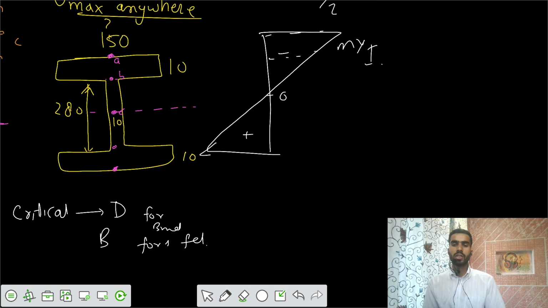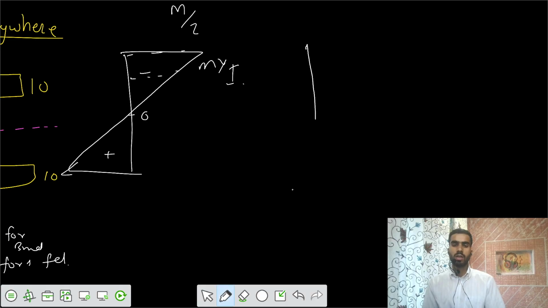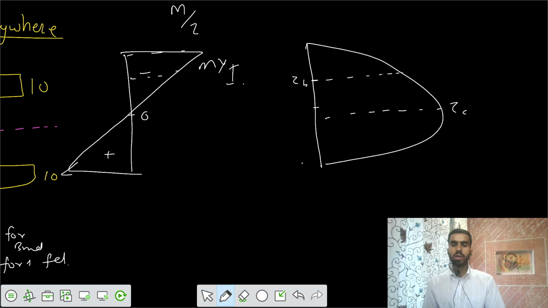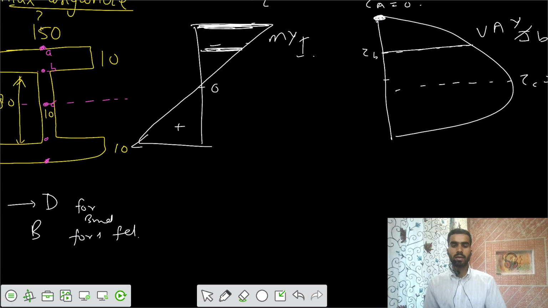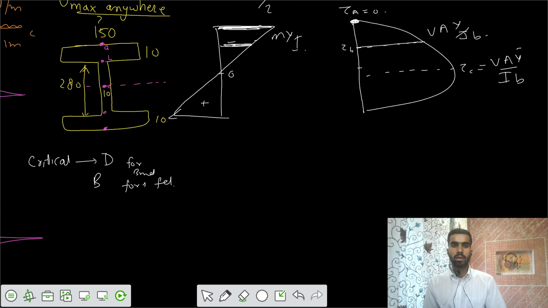If we talk about the direct shear stresses, they are maximum at the neutral axis. So tau C is maximum, there is some value of tau B also, and tau A is 0. Tau B is some value we need to calculate using VAY bar by IT, and tau C also needs VAY bar by IT. So we need to solve those two values, and similarly two values from M by Z and My by I. So let's take those values.